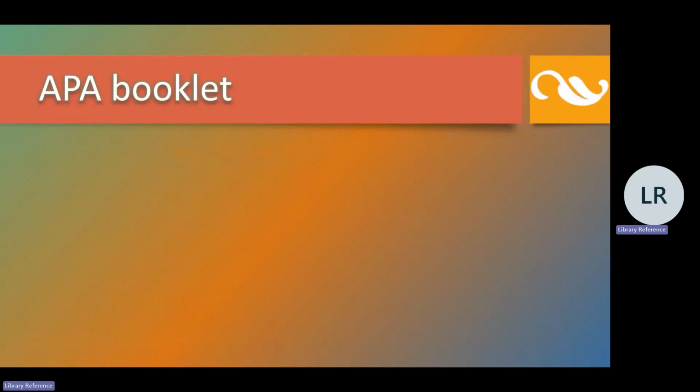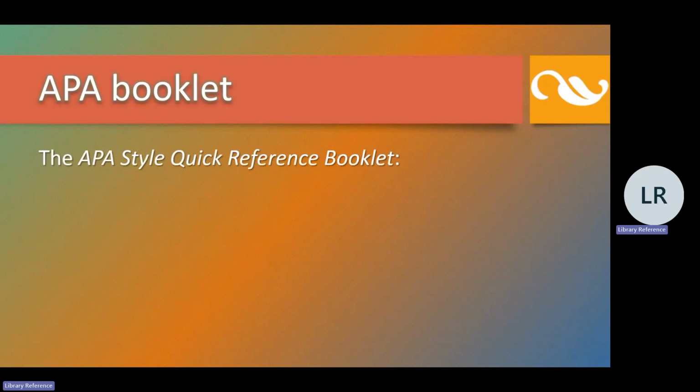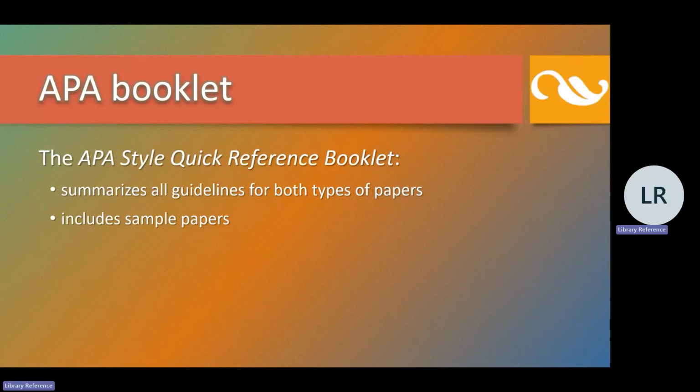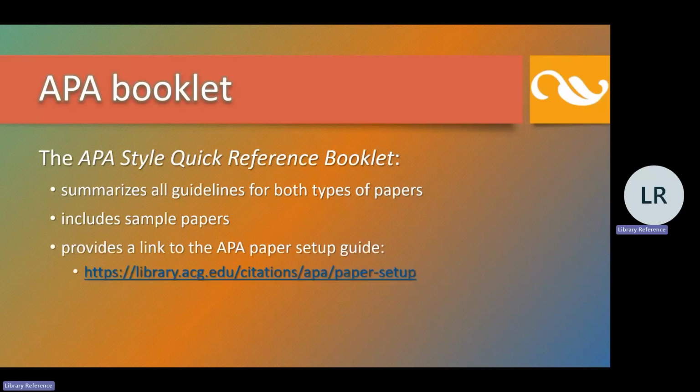Now, accompanying this video is a booklet, the APA Style Quick Reference booklet, which summarizes everything that I discuss in this video for both types of papers. It includes sample papers, which you can browse and check the various details. And it also provides a link to the APA Paper Setup Guide available at the library's webpage, where you can find step-by-step instructions about how to apply everything that we talked about in this video.